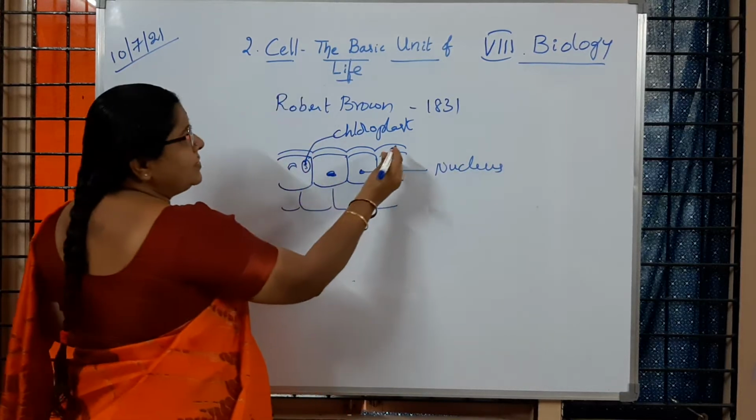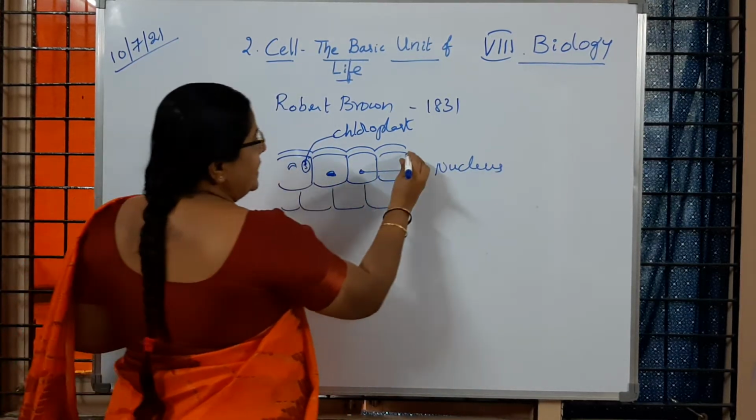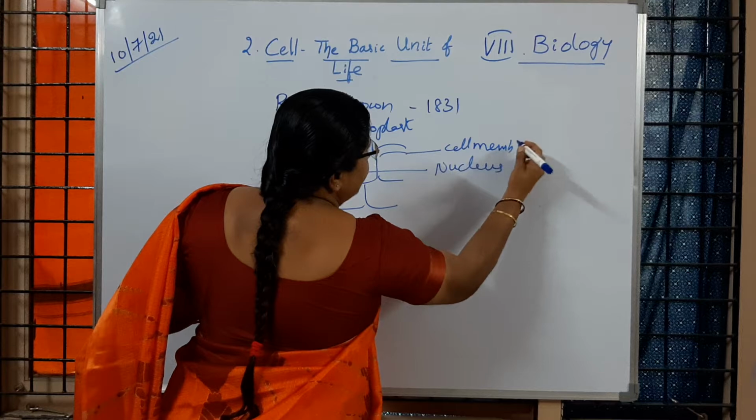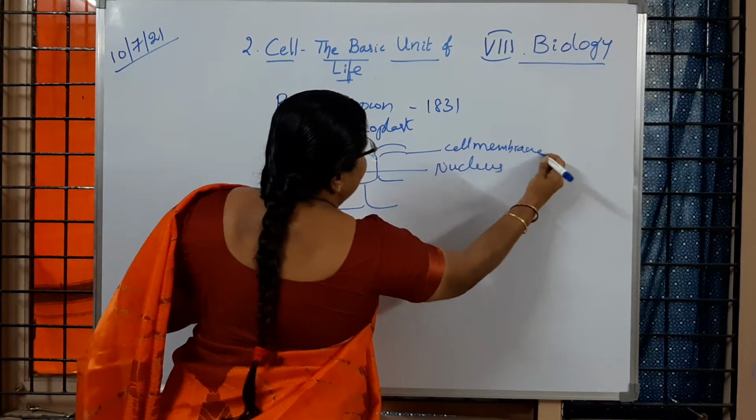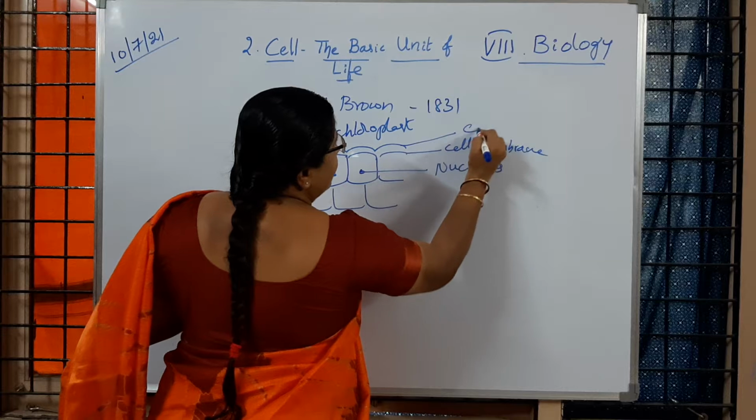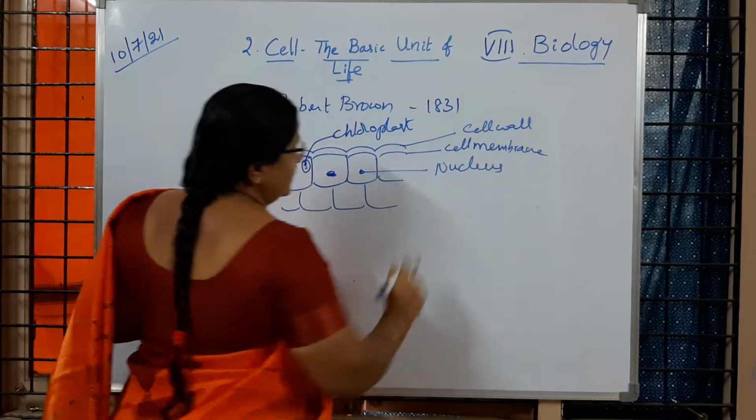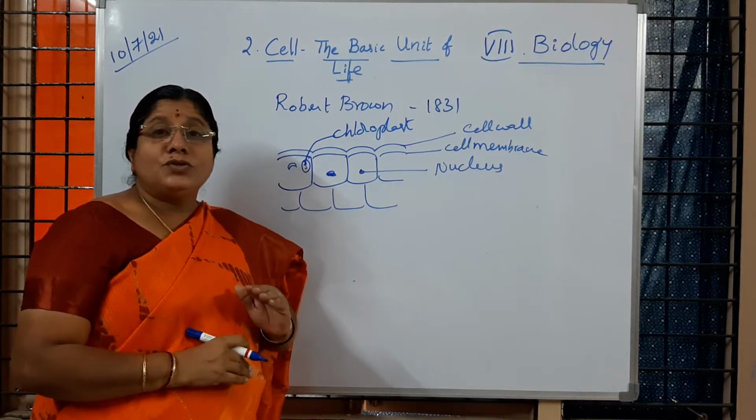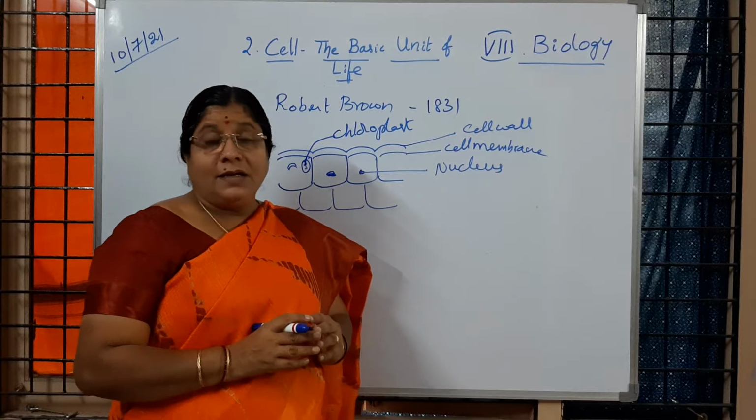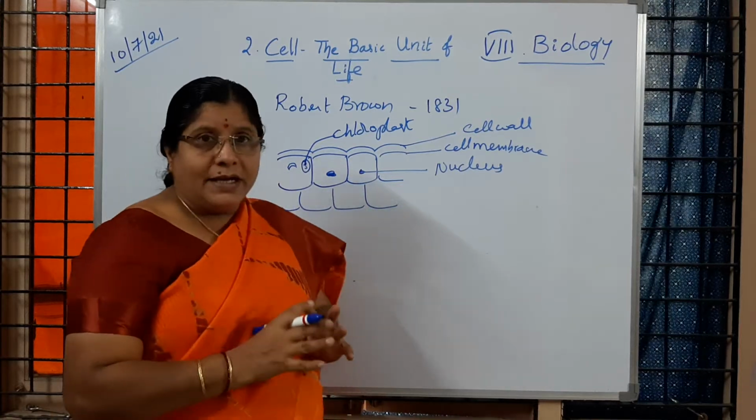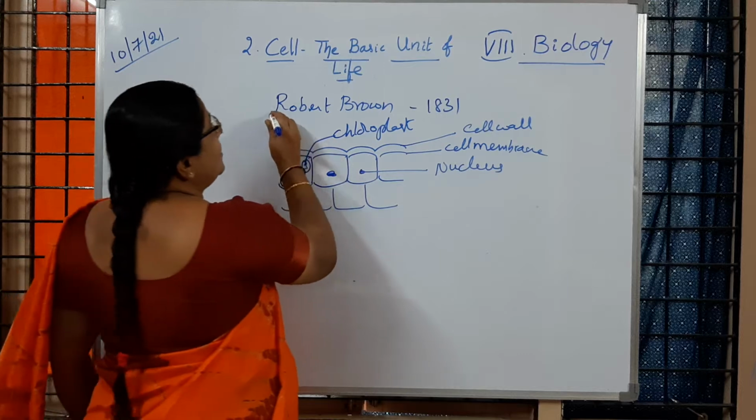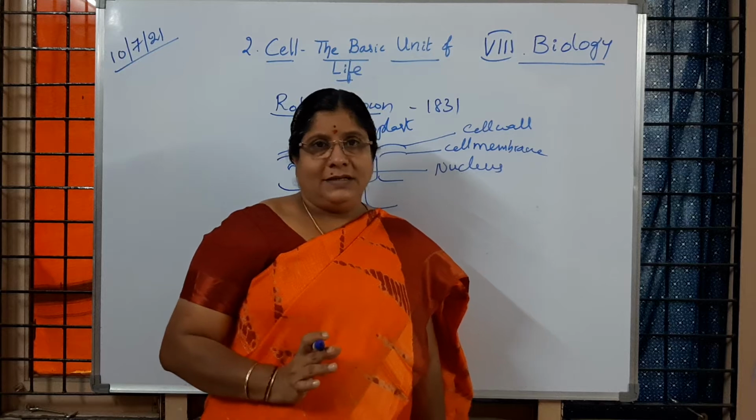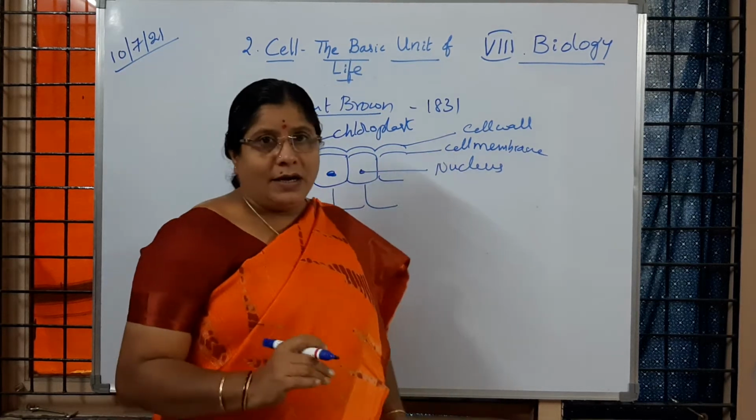So in the earlier activity you learned the cell membrane. Cell membrane is the outer covering, and above the cell membrane you are observing the cell wall. Okay, so prominently some structures are seen. What are those prominent structures? They are called cell organelles, and for the first time Robert Brown observed the important cell organelle, the nucleus, in 1831. Is it clear to children?